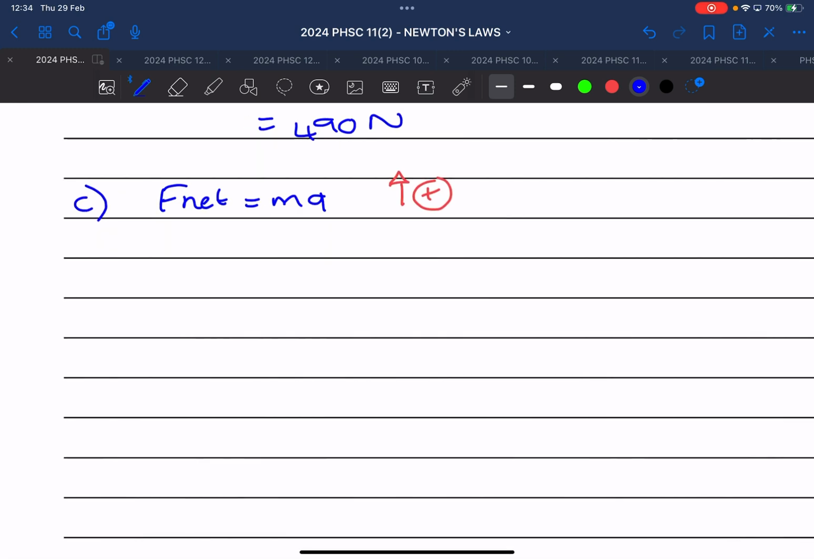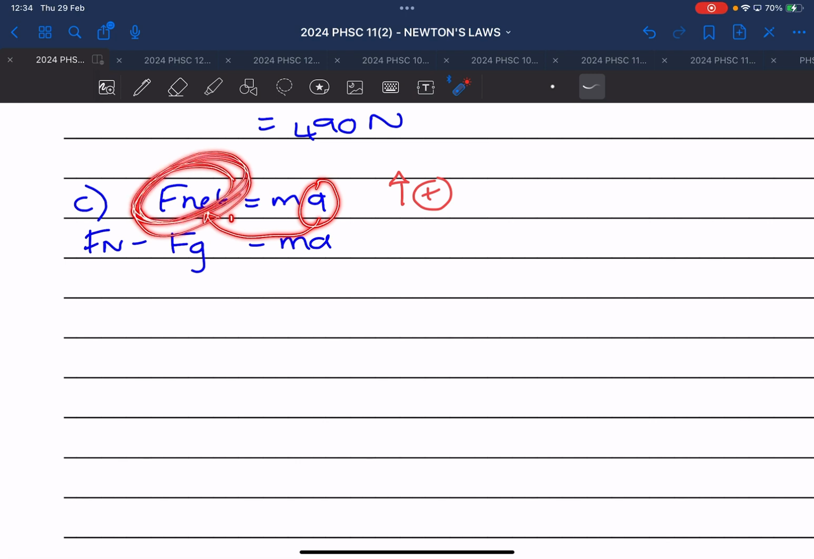Net force, the object will accelerate of the object. Okay. Why did I choose up to be positive? Because it's accelerating upwards. Okay, we want Fn, Fg.